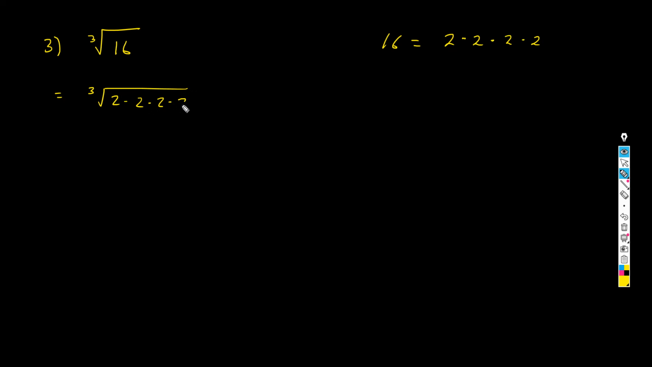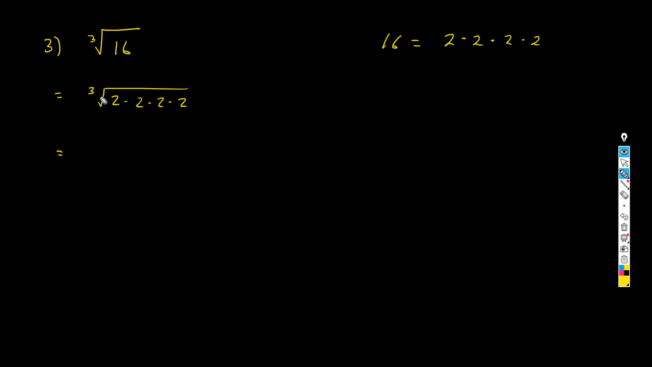Example number 3. What about the cubic root of 16? Now we're dealing with a cubic root. Okay, so first step, I'm going to represent the number 16 as the product of prime factors. When you do that on your own, you're going to get 2 times 2 times 2 times 2. This is the prime factorization. So I replace this number as the cubic root of 2 times 2 times 2 times 2. That is the first step.